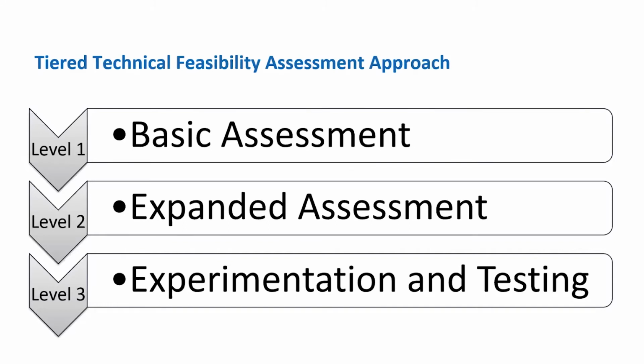Level 2 is the expanded assessment. In this tier, you will be using publicly available performance data to evaluate options against specific performance criteria. Level 3 is when experimentation and testing is necessary. In this tier, you will be using in-house or partnering test facilities to evaluate alternatives against your performance criteria. We'll dive into more detail in later slides.